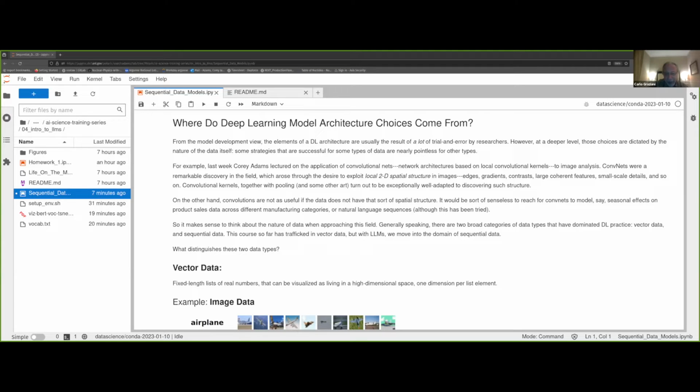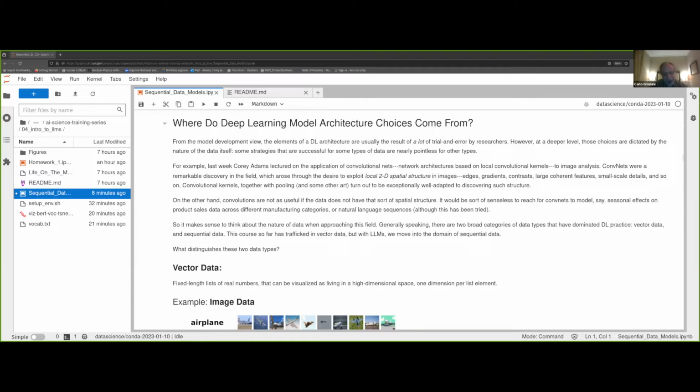But if data doesn't have this kind of spatial structure, it'd be kind of senseless to use a convnet. Sometimes people do it because people will try everything. But if you're modeling, say, the seasonal effects of product sales, which is the example I chose here, a convnet would be a pretty bizarre choice to make. And in natural language sequences, it's also not necessarily the first thing you should reach for, although, of course, these things have been tried.